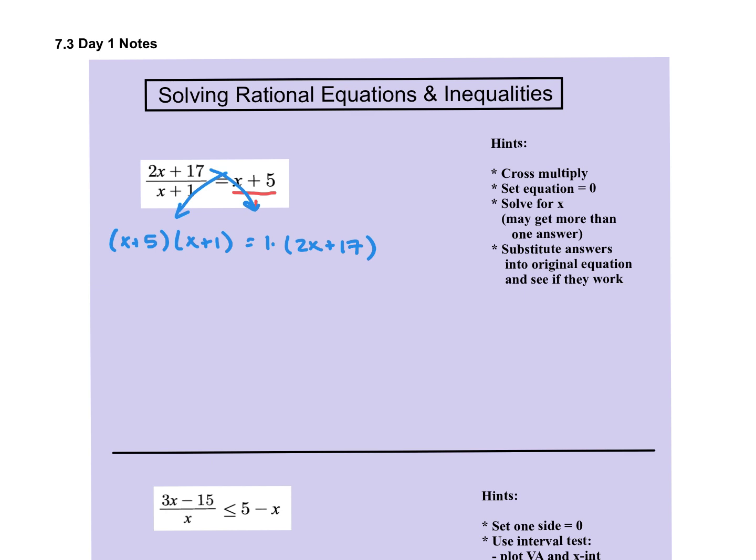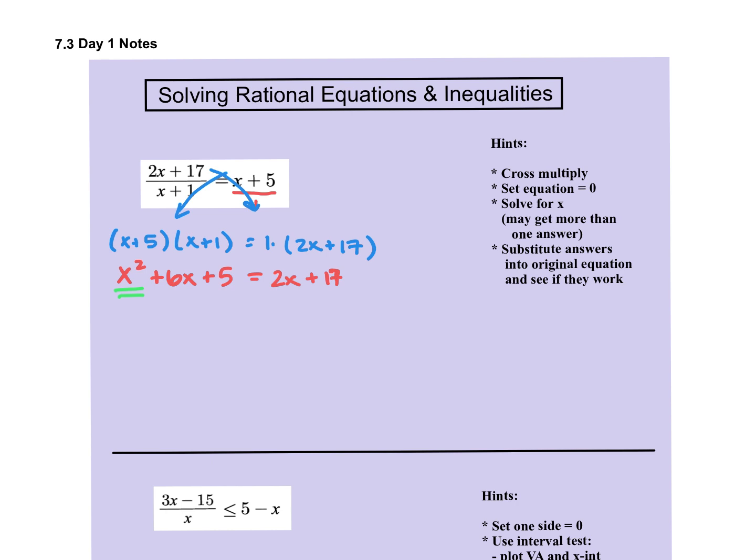In solving from here, my next step is going to be to FOIL out the left-hand side. And if I do that, I'm going to get x squared plus 6x plus 5. On the right-hand side, distributing that 1 is going to keep the right-hand side 2x plus 17. Now that I've FOILed out, I can see that I have a quadratic from that leading term of x squared. So solving quadratics, we have two options.